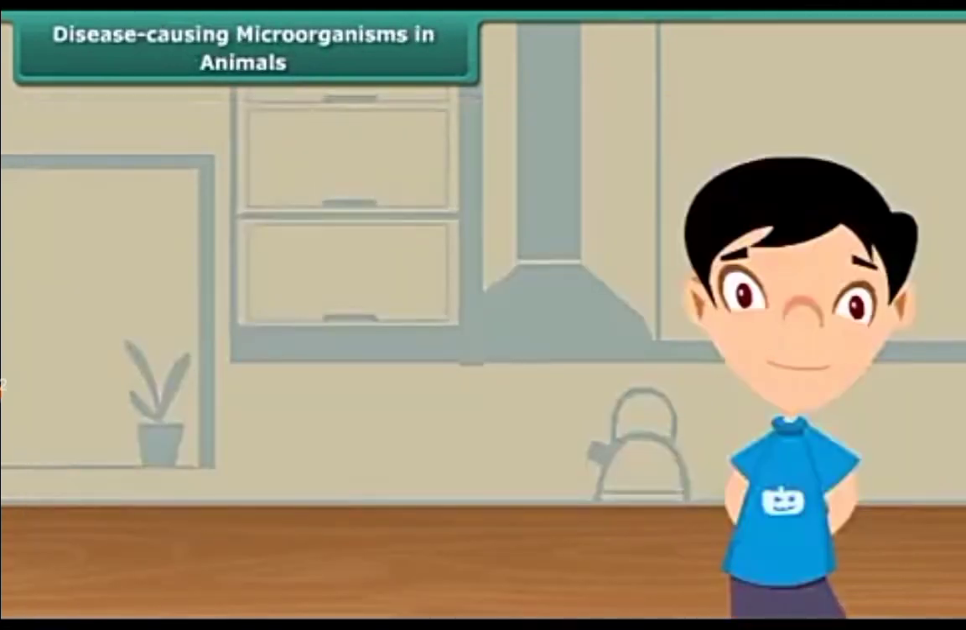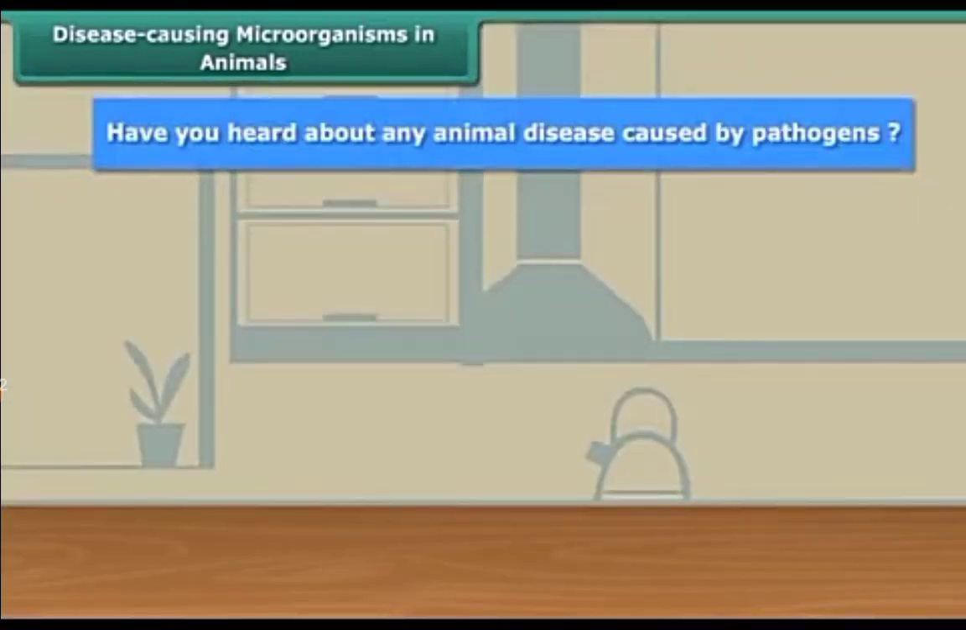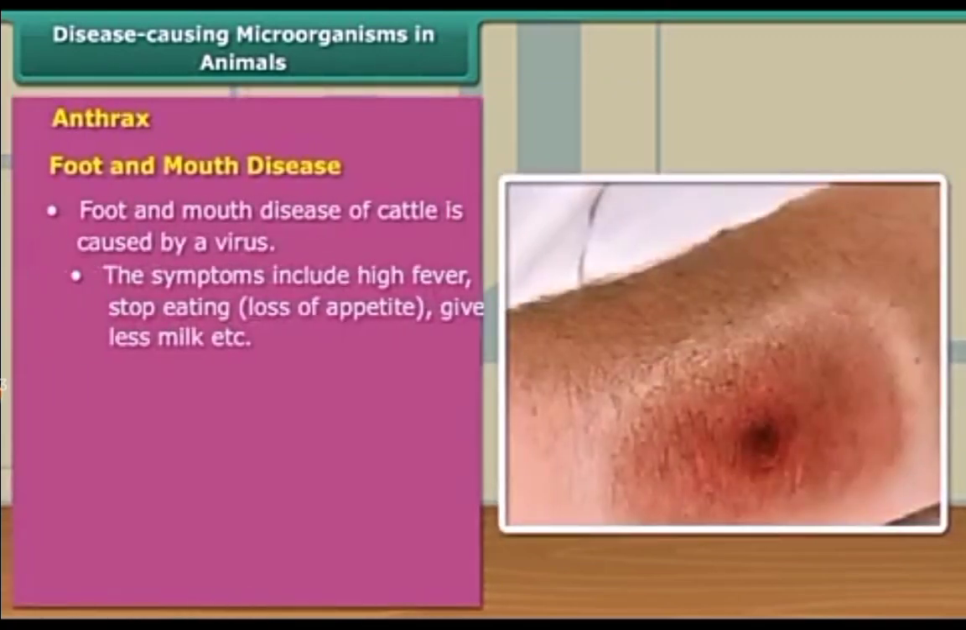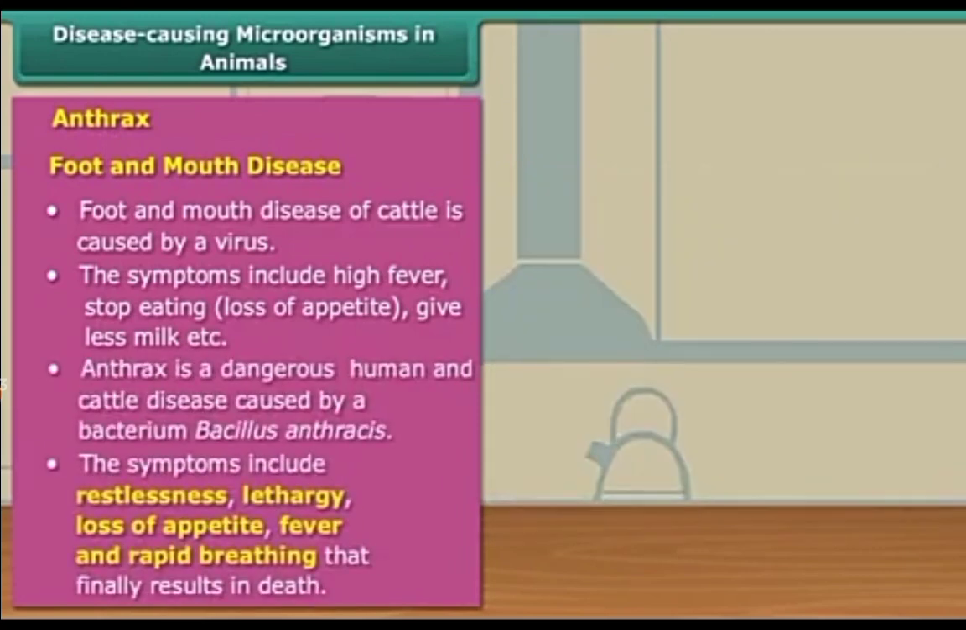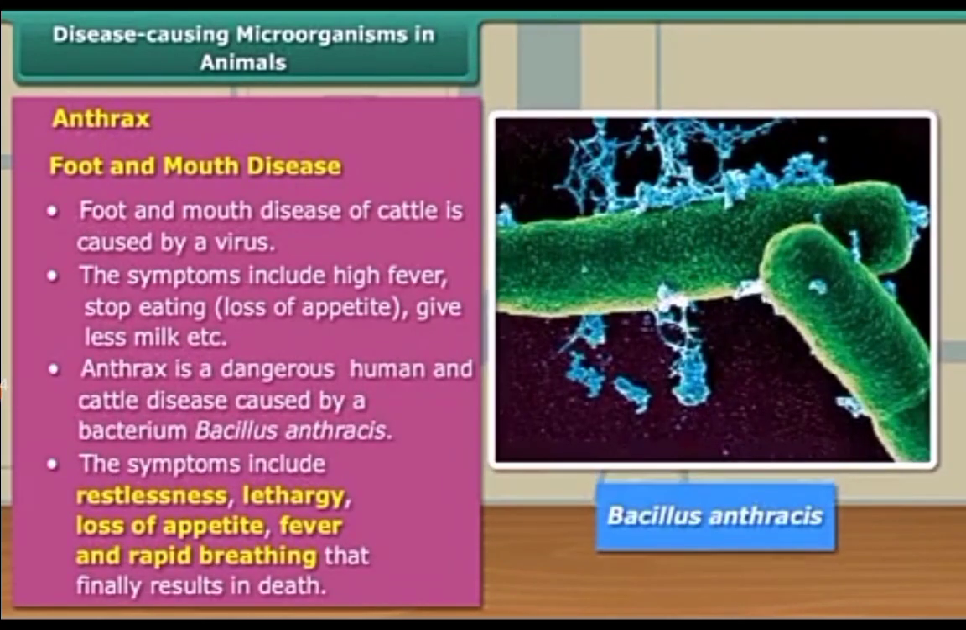Now let's move on to our next topic, which discusses diseases in animals. Have you heard about any animal disease caused by a pathogen? Anthrax and foot and mouth disease are common examples of animal diseases. Anthrax is a bacterial disease caused by Bacillus anthracis, while foot and mouth disease in cattle is caused by a virus.